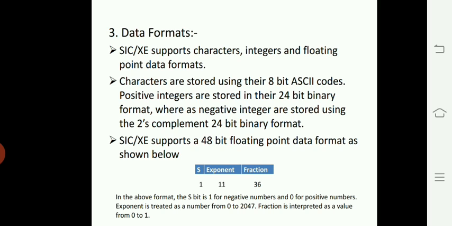The SIC/XE will support the 48 bit floating point data format. In that, the first bit is used to represent the sign of the number. If the floating point number is negative, then the first bit is set to 1, and if the number is positive, then the first bit is set to 0. That bit is called the sign bit. It is followed by the next 11 bits, which represent the exponent, and the last 36 bits represent the fractional part.